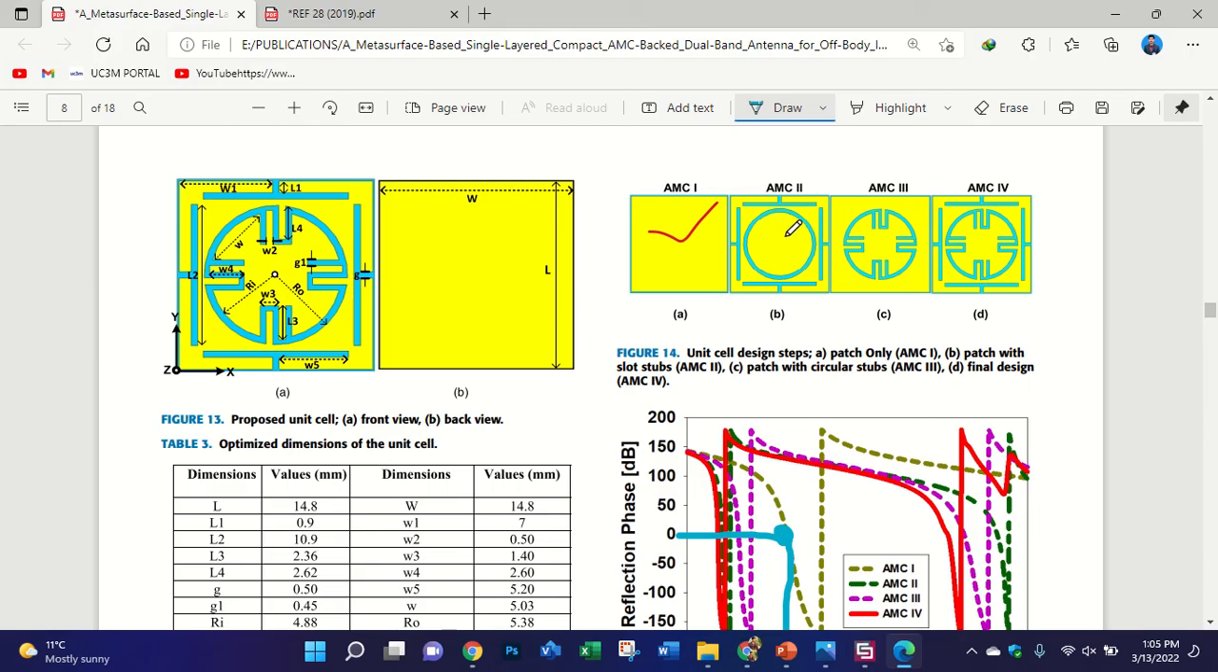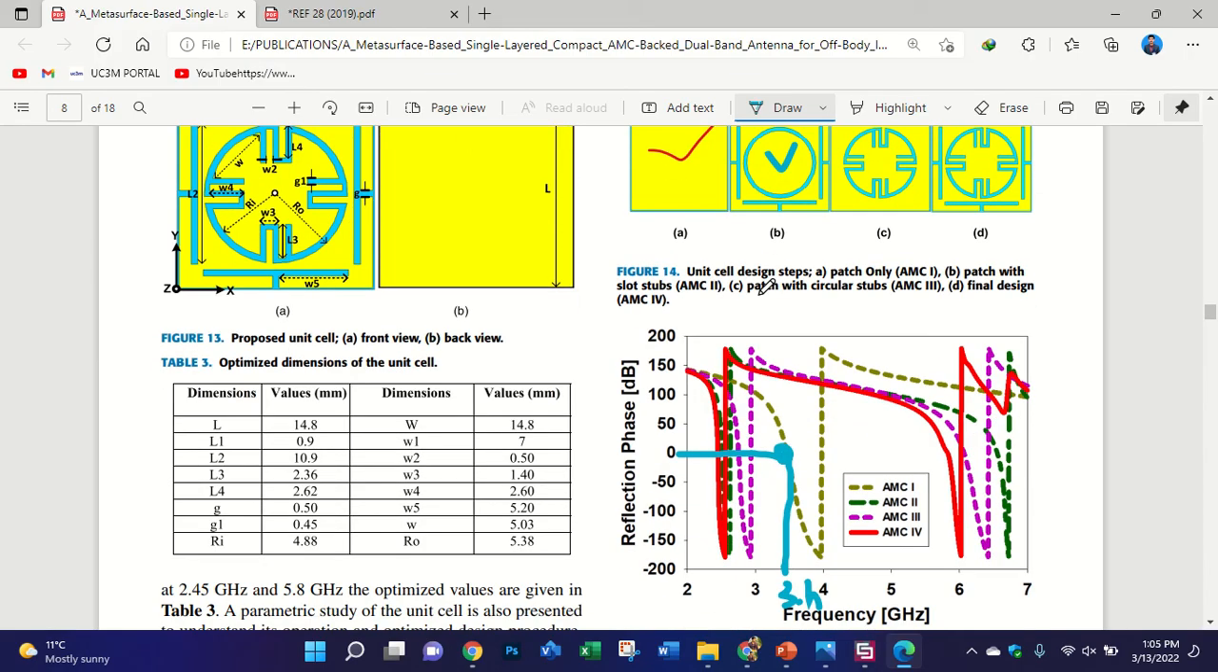I use the horizontal. At this frequency, it reflects the waves, and the phase is 0. If you implement this unit cell behind the antenna, it will not divert the reflection or affect the reflection coefficient of the antenna. At other frequency bands, like 3 gigahertz, it does not show any performance. This unit cell is useless at the other frequency bands, like 3 gigahertz or 4 gigahertz. We only check the point where it is showing zero reflection coefficient.